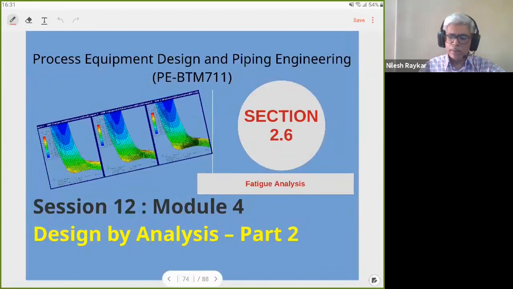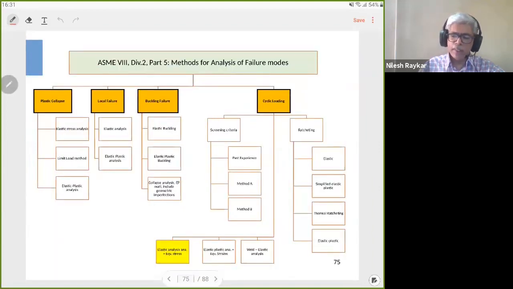The fatigue analysis is the last mode. In the fatigue analysis, this being a more numerically or computationally rigorous and demanding analysis, they give an option known as screening criteria. I did not cover that in our video lecture. This screening criteria allows you to eliminate the need of doing fatigue analysis. Under certain circumstances, which are defined under the screening criteria, you can eliminate the need of doing fatigue analysis because it involves a lot of computation.